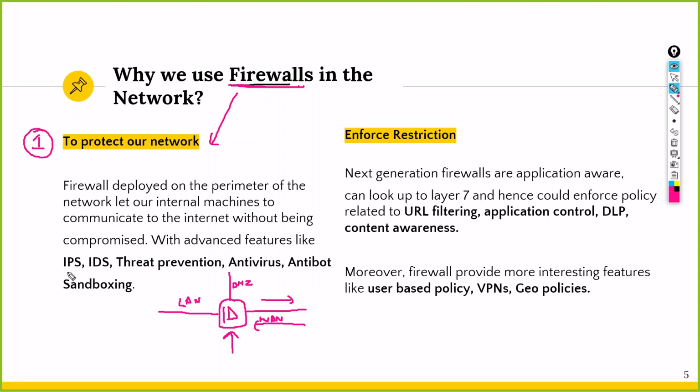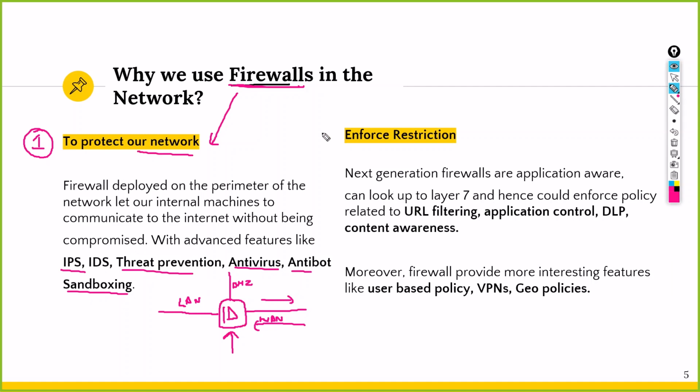Because it has these features. It has an IPS feature, which works on a signature basis. Once traffic coming from the WAN side is trying to go to your LAN or DMZ, by doing these scans, it knows the signatures. If I find these signatures in this traffic, there is a malicious activity. It also has other functions like threat prevention, antivirus, anti-bot, and sandboxing. Due to all these features, it knows how to protect our network.